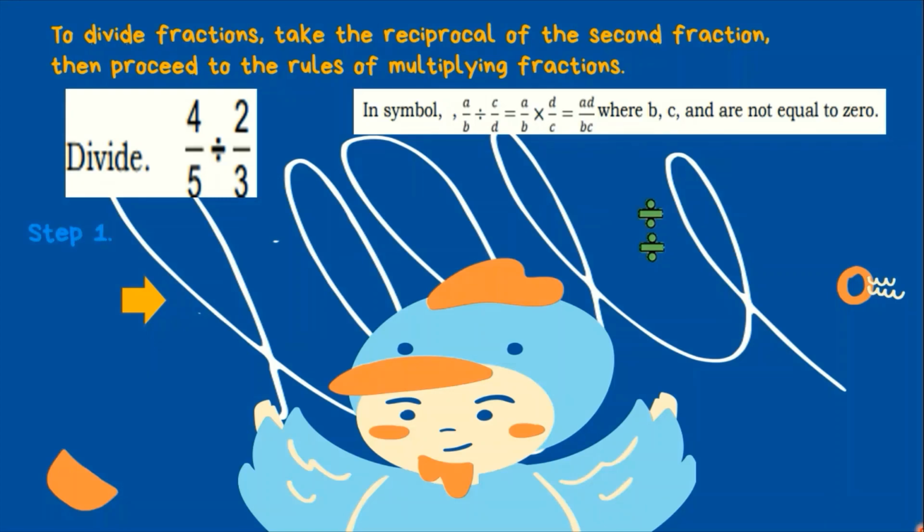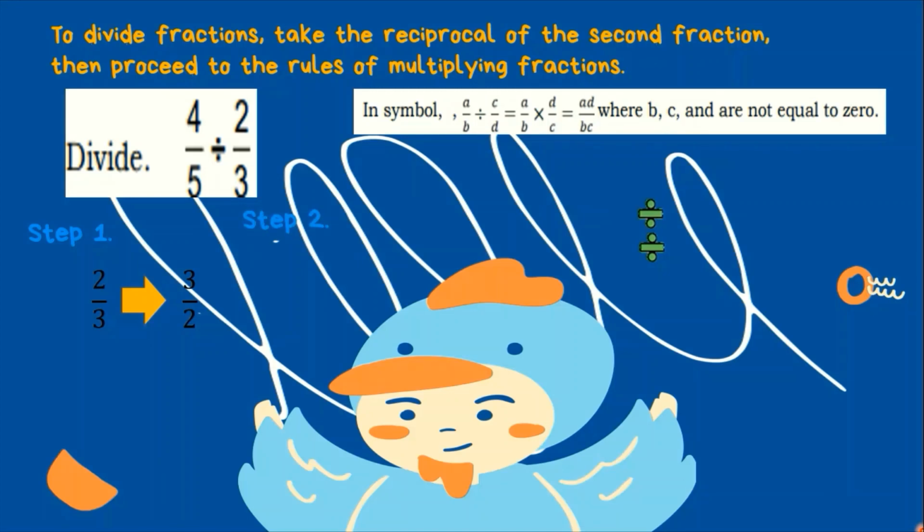Ang ating step 1 ay taking the reciprocal of the second fraction. 2/3, ito ang ating second fraction. Yung 3 na kanina ay kanyang denominator, gagawin natin numerator na. At yung 2 na originally ay numerator, magiging denominator na. Babaliktarin lang natin yung pwesto ni numerator at denominator ni 2/3. Pagtapos na tayo sa step 1, nakuha na natin yung reciprocal.